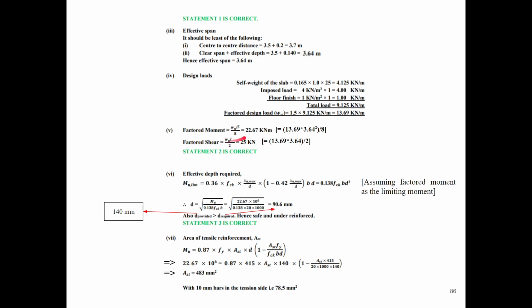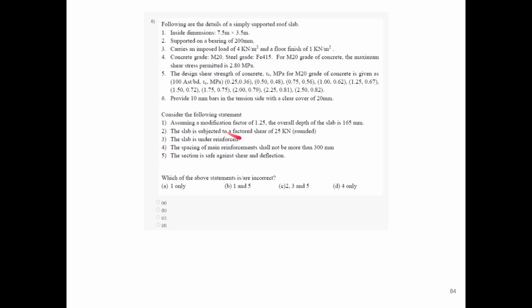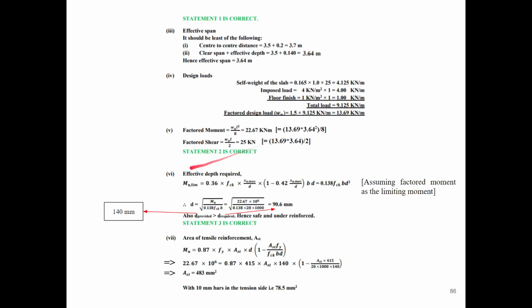So factored moment is WU L square by 8, which is 22.67 kilonewton meter, and factored shear is WL by 2, which is 25 kilonewton. So the factored shear condition is correct. So 2 is correct. Then effective depth required, we will consider from the concrete side.